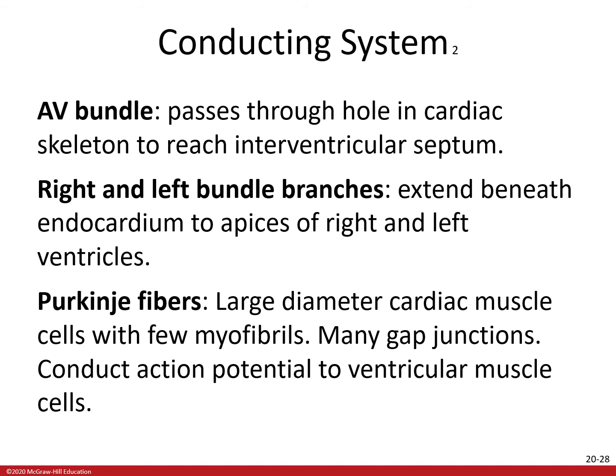From there, it's going to split, and we have the right and left bundle branches. These are going to extend beneath the endocardium to pieces of the right and left ventricles. And then we have this term Purkinje fibers, which are going to be relatively large in diameter and have few myofibrils. They're going to have quite a few gap junctions and conduct action potentials to the ventricular muscle cells.